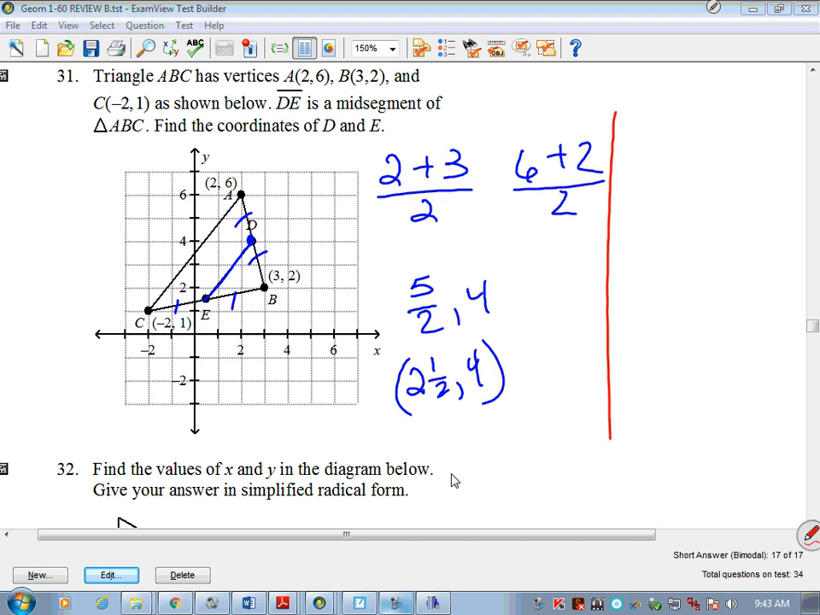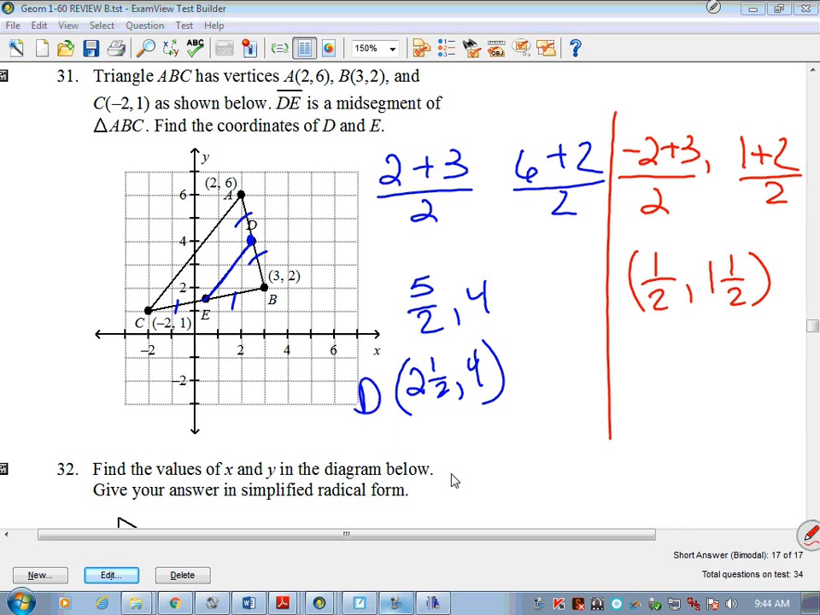You're looking for the midpoint between C and B. So we've got -2 plus 3 divided by 2, and 1 plus 2 divided by 2. -2 plus 3 is 1. 1 divided by 2 is 1/2. 1 plus 2 is 3. 3 divided by 2 is 1.5. So let's look at our answer key here on 31. D is (2.5, 4), and E is (1/2, 1.5). So we've got D, and we have E. And that's how we're going to show where those are.